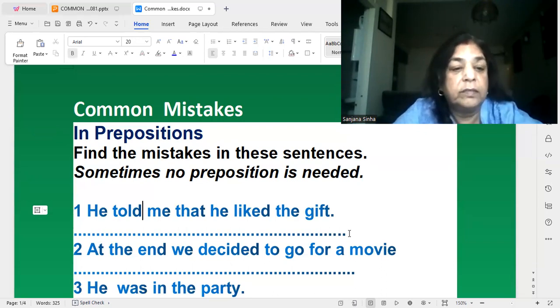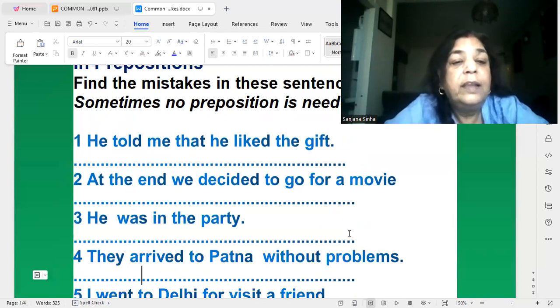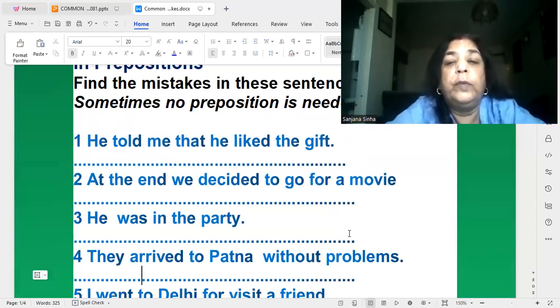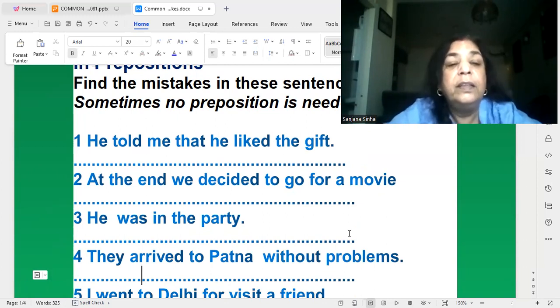The second sentence. At the end, we decided to go for a movie. Is there an error in it? Yes. It will be in the end. In the end, we decided to go for a movie.